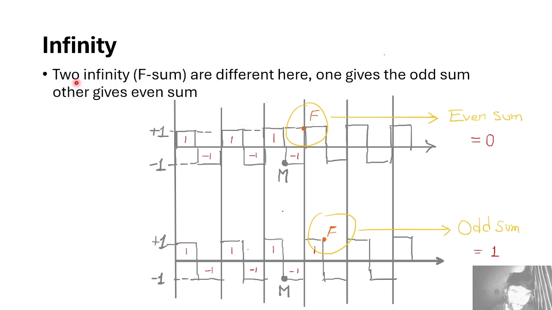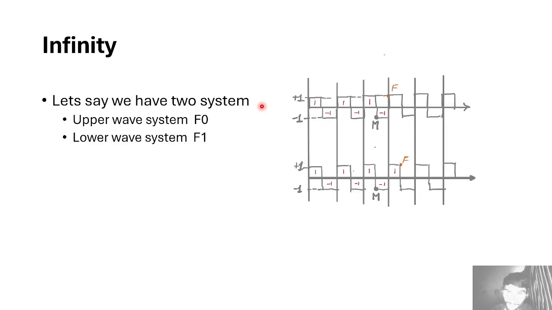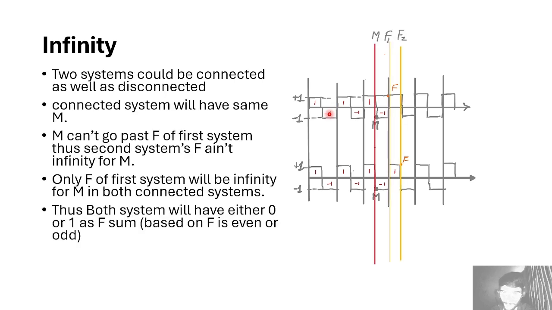So here the two infinity, actually infinity is just a way to say it, but we call them F sum, right? So two F sums, they are different here. One gives the odd sum, the other gives the even sum. Now let's say we have two systems. This system up here, the system down here. We call them the upper wave system and the lower wave system, right?